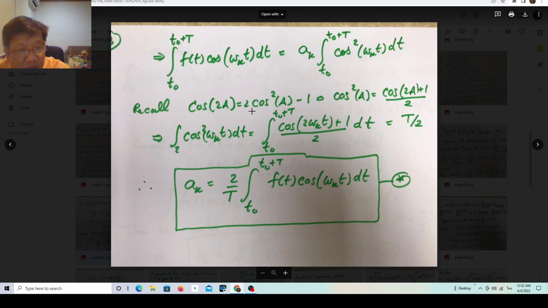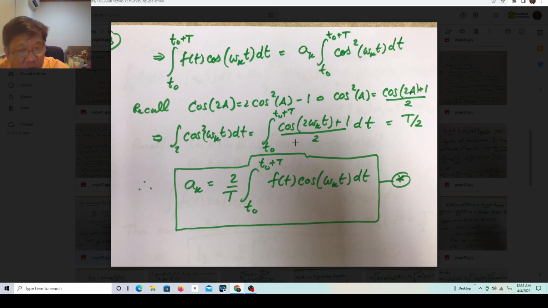You know that cos 2 times angle A is equal to 2 times cos square A minus 1. Therefore, cos square of A is equal to cos 2 times A plus 1, divided by 2. So you use this to replace here, where the angle A is omega k times t. You just put this substitution here. So this is the result.